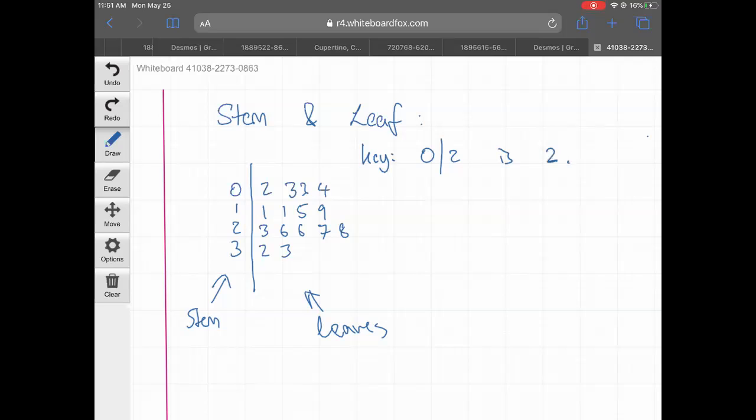So 0.02 is the number 2, right? It could be 0.2, or it could be 200 or 2,000 or 2 million. That's why the key is really important. It's not necessarily going to match up.